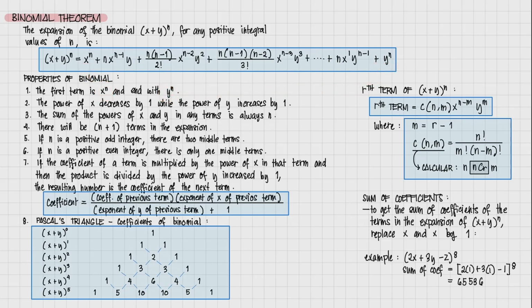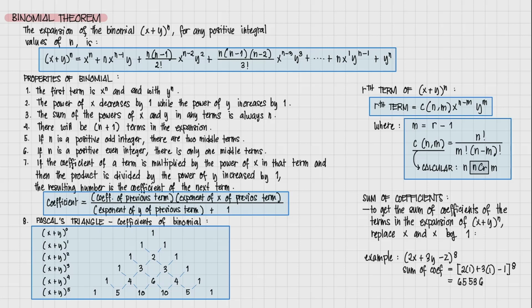Property number 2, the power of x decreases by 1, while the power of y increases by 1, as you can observe here. So, the power of x, starting with n, as you move along the terms, so let's say this is the first term, on the second term, it will decrease by 1. And then on the third term, it will decrease by 2. And then on the fourth term, it will decrease by 3, as evident here in our formula.